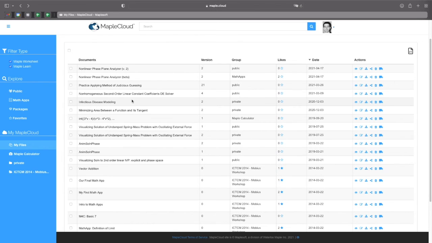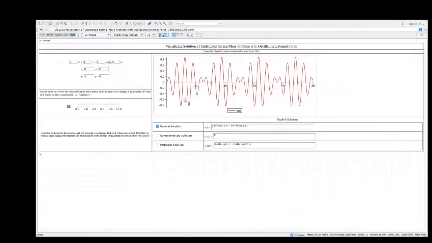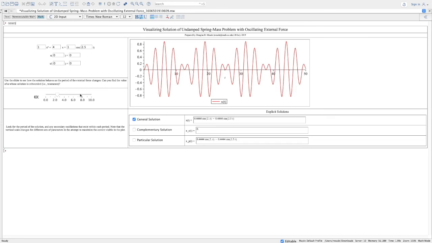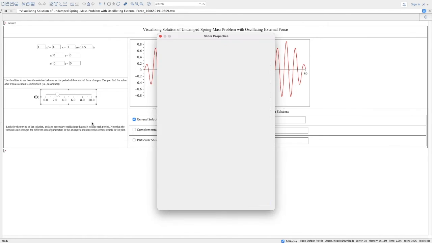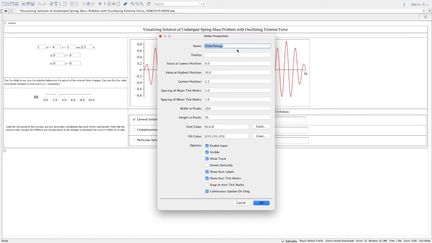Third resource I want to look at. The new thing here is that we have a slider. And a slider is another kind of Maple element. In the component properties for the slider, we have a name for it. We can set the limits, the range of values, the default value of the slider, tick marks, widths, height, colors. We can set some other properties for how the slider works.